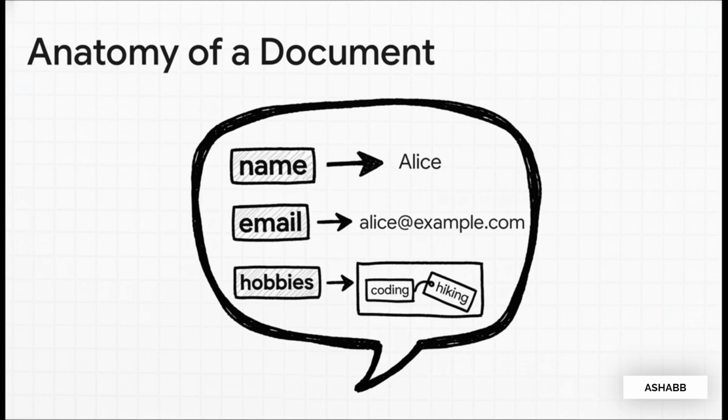Take a look at this. This is what a document actually looks like. You've got your basic key value pairs. Name is Ellis, email is her email. But check out hobbies. The value isn't just a single word. It's an array, a whole list of things. That ability to store complex data right inside the record is what makes this model so incredibly powerful.